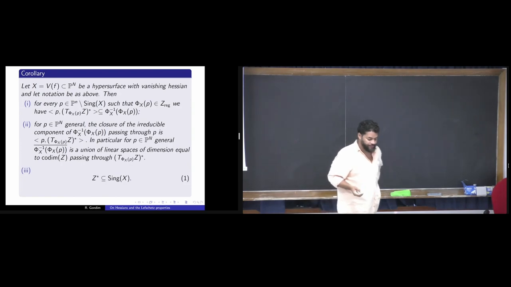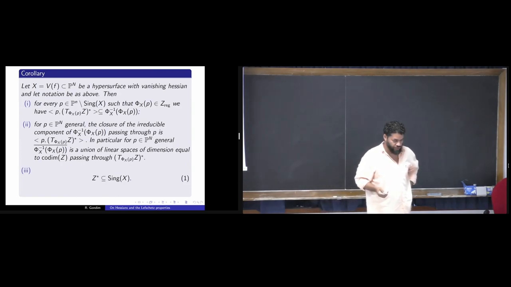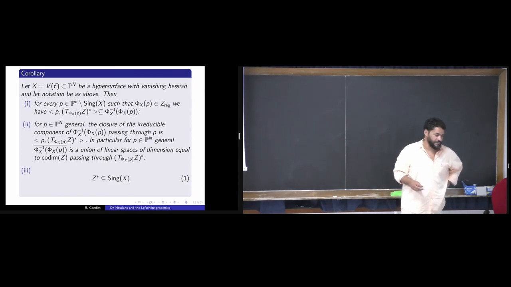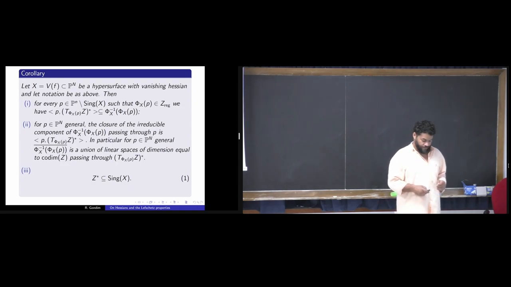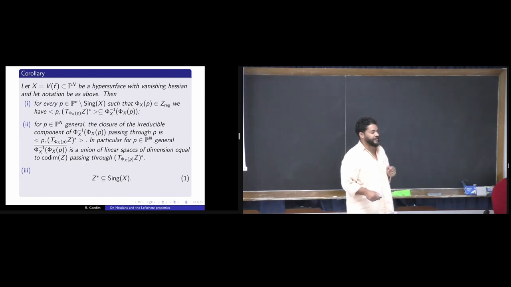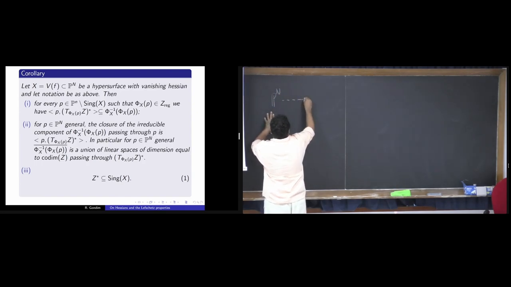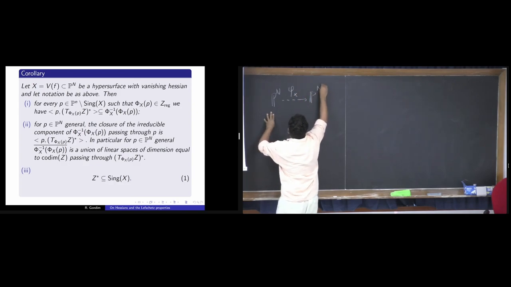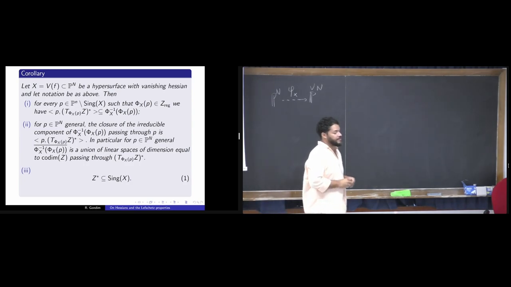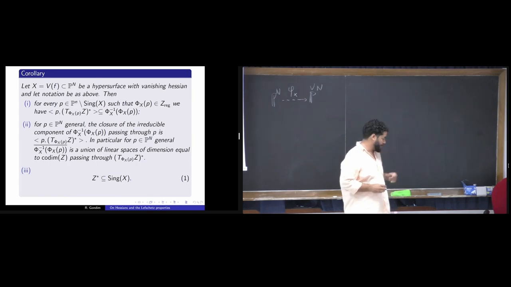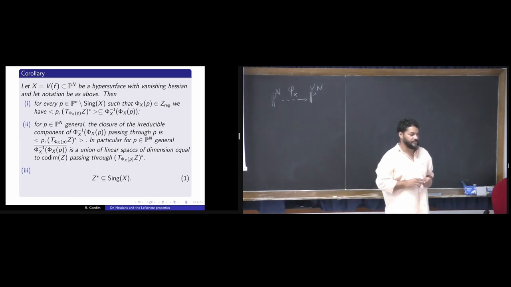It's open in degree d greater than or equal to 7 in arbitrary degree, for n greater than or equal to 5. So let X be a hypersurface with vanishing Hessian. I recall that the base locus of the polar map is the singular locus of X. So if I take a point P in P^n, but not in the singular locus of X, I can compute the polar image of this point.